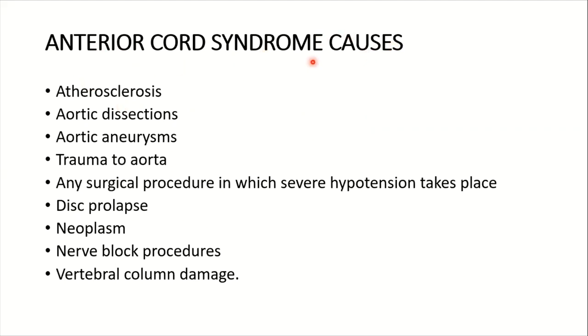Causes of anterior cord syndrome include atherosclerosis, aortic dissections, aortic aneurysms, trauma to the aorta, any surgical procedure in which severe hypotension takes place, and disc prolapse. I will discuss disc herniation and the anatomy of the intervertebral disc in a separate video very soon on my channel, Learning Anatomy. Neoplasm in the surrounding area can also result in anterior cord syndrome, as can any nerve block procedures and vertebral column damage at a particular level, producing symptoms and signs related to that level.